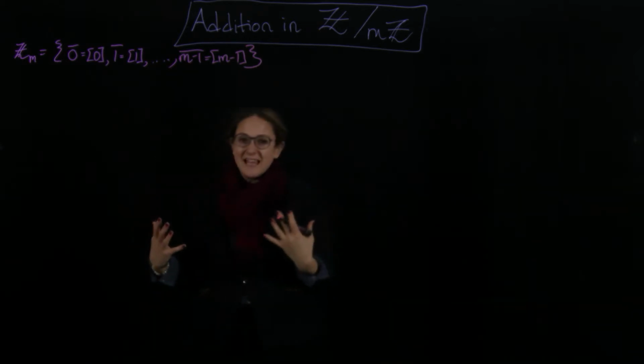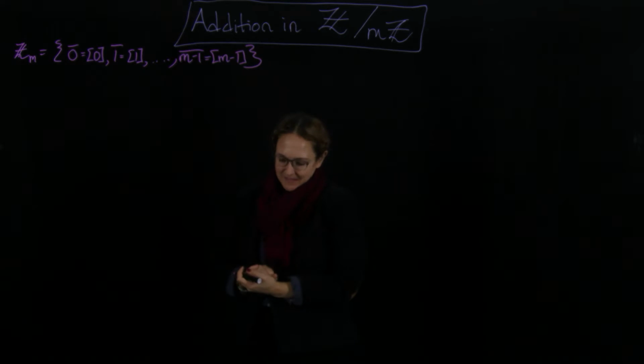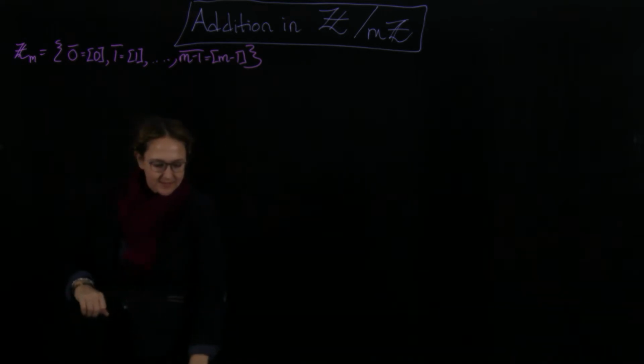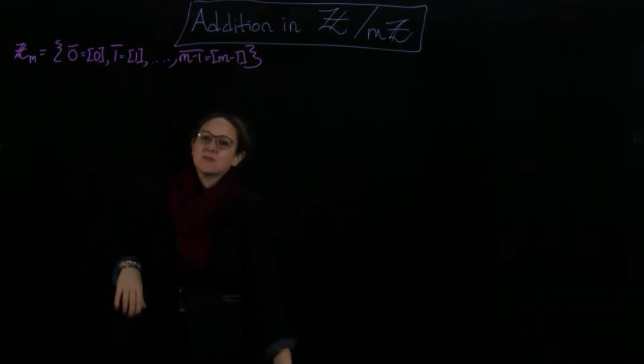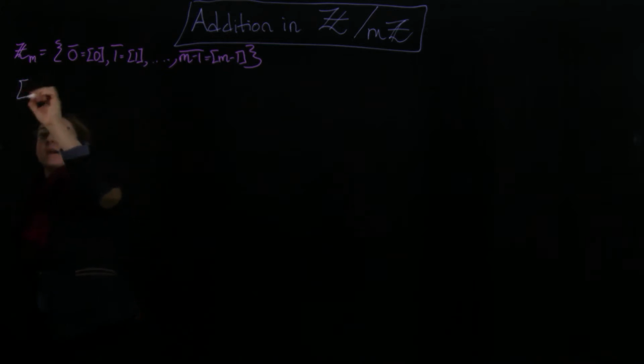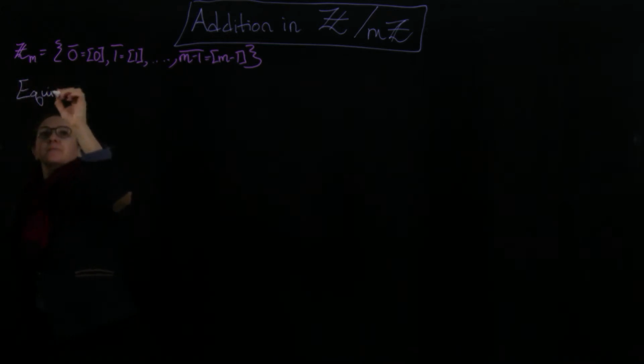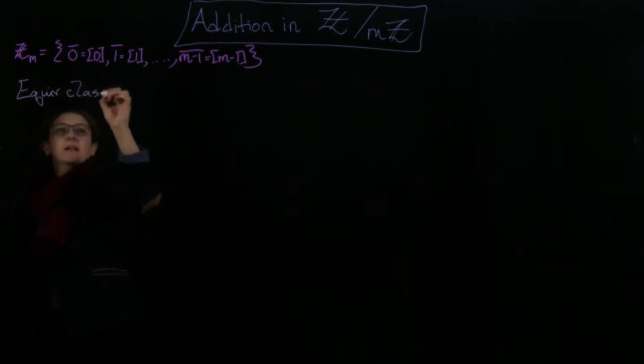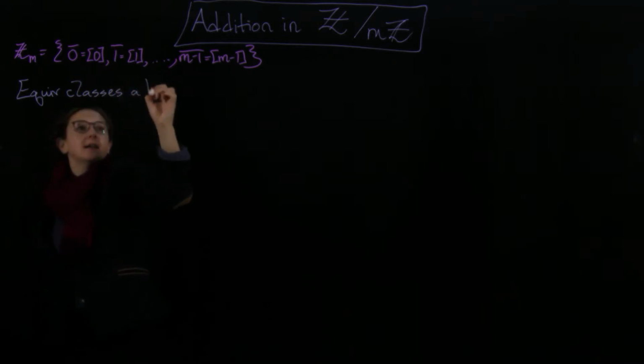So how would we add two elements of here? Equivalence classes are going to be added exactly as one might guess.